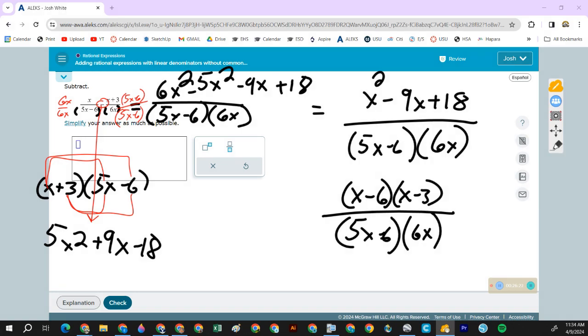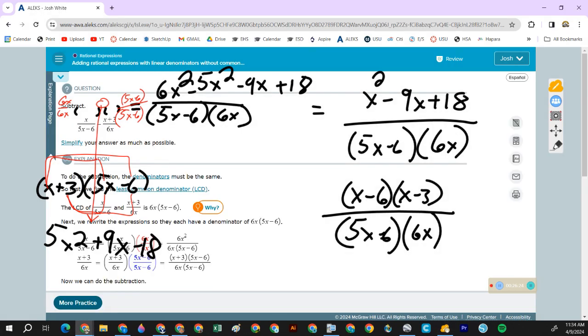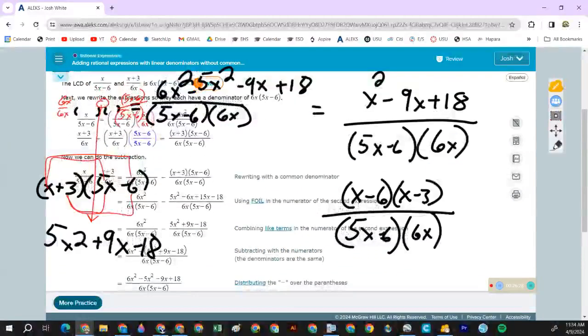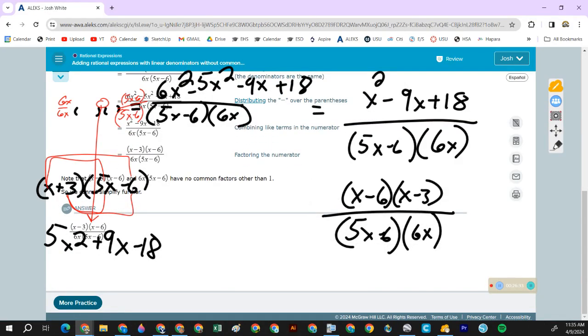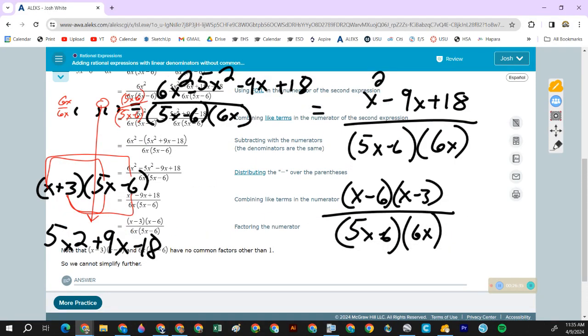I'm interested to see what they put. Yeah. So they want it in factored form. So they do want you to factor all the way, even if it doesn't cancel.